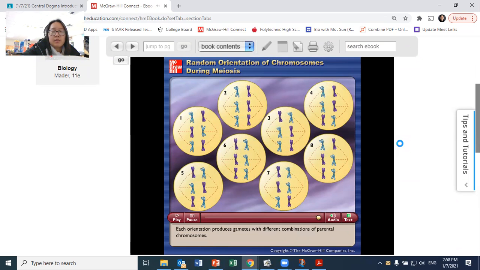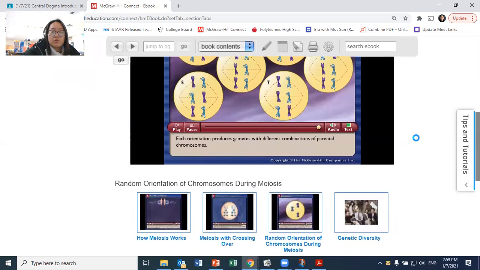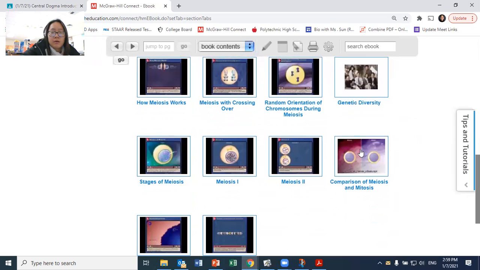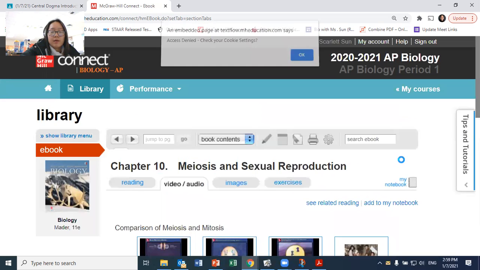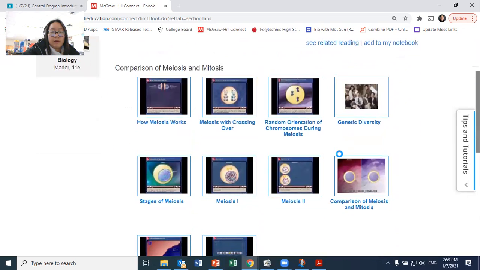So this is something known as independent assortment, where the random assortment of the chromosomes while they are lined up on metaphase, either 1 or 2, causes the resulting gametes to be different and have a different combination of the mom versus the dad's chromosomes. So the previous video was recombination. This one is independent assortment. Now we'll do a comparison of meiosis and mitosis.